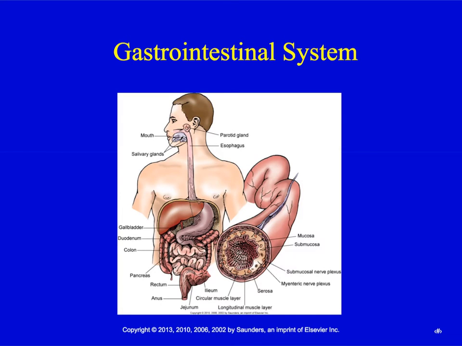This is a picture of the GI system. Main organs of the GI system are the mouth, the esophagus, the stomach, and the small and large intestine and the rectum. There are accessory organs that participate in the role of digestion and absorption. That would be your liver, gallbladder, the pancreas. The salivary glands also play a part as an accessory organ of digestion and absorption.